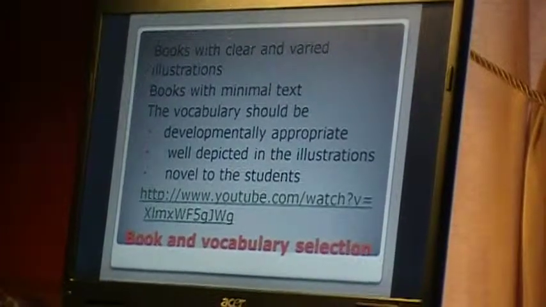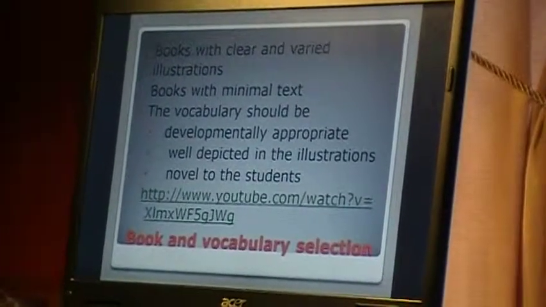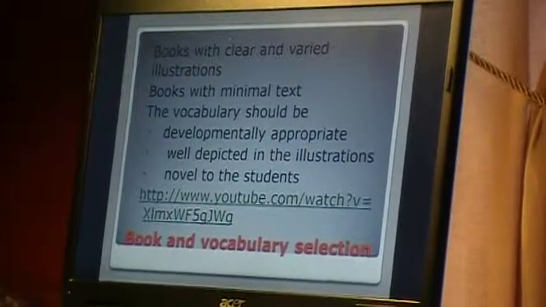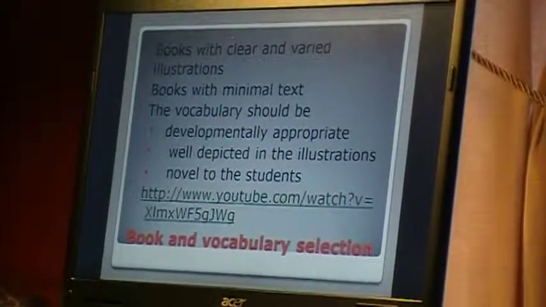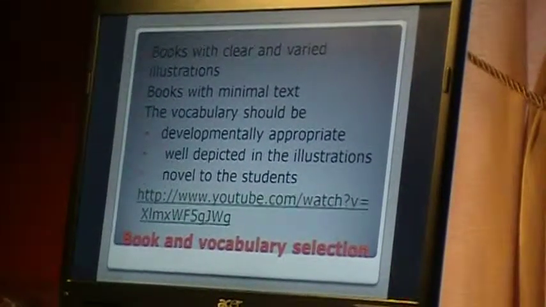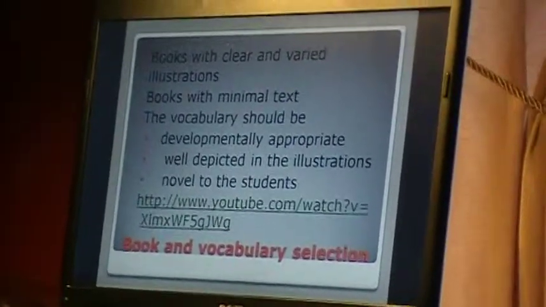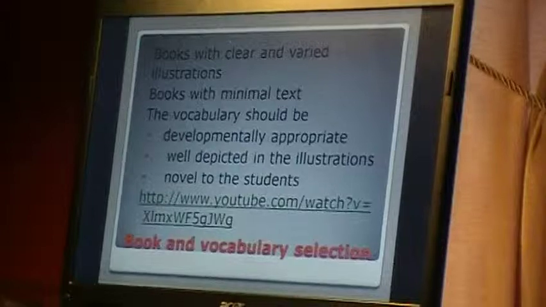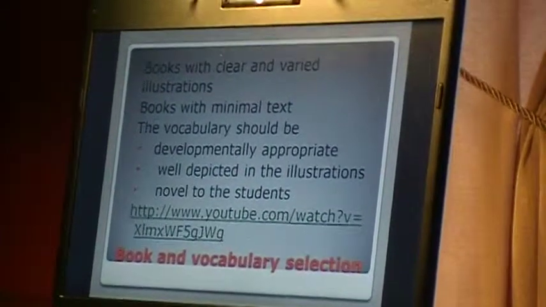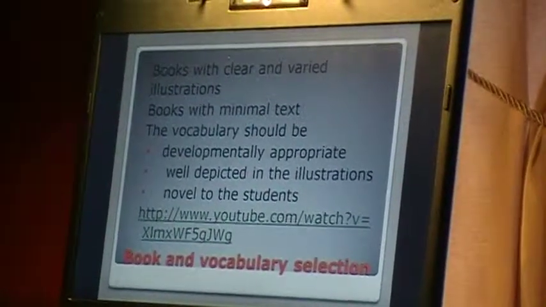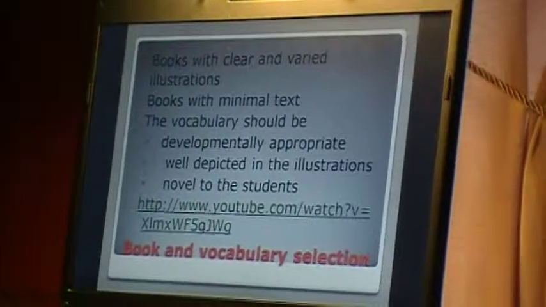Book and vocabulary selection. Normally, books with clear and varied illustrations and books with minimal text are picked for dialogic reading. The vocabulary should be developmentally appropriate, well depicted in illustrations, and novel to the students.